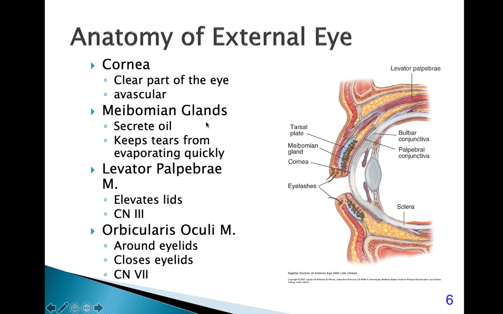The meibomian glands are oil-secreting glands, and they help to keep the eye from drying out. They also secrete oil, which helps the tear film stay in place and keeps it from evaporating quickly. You also have the levator palpebrae muscle. That's what elevates the eyelid and opens the eye, and the nerve that innervates it is cranial nerve 3. And then you also have the orbicularis oculi, which closes the eyelid, and it is innervated by cranial nerve 7.